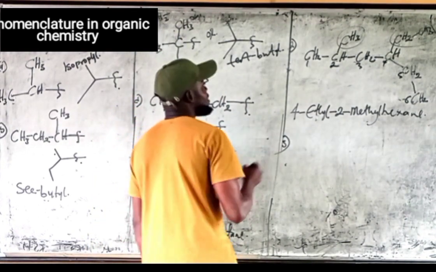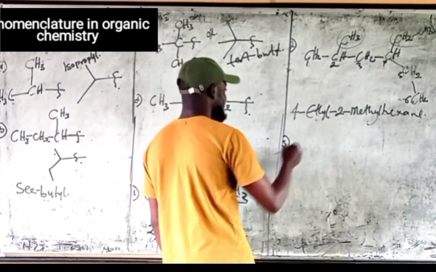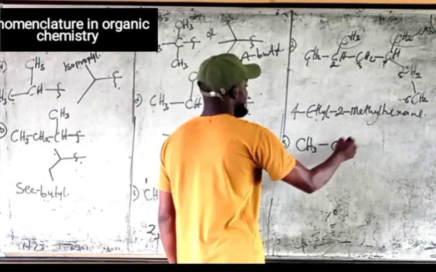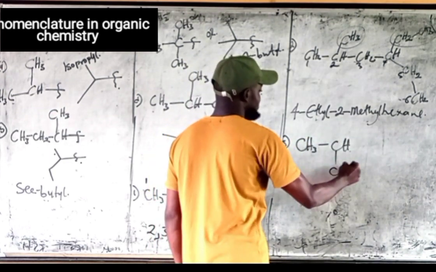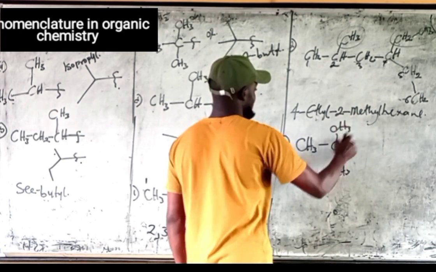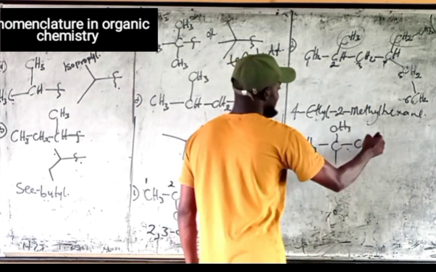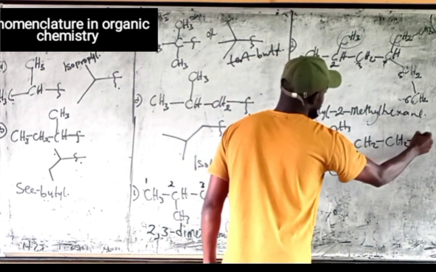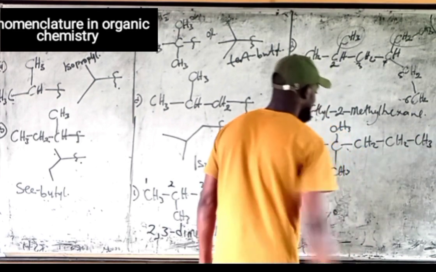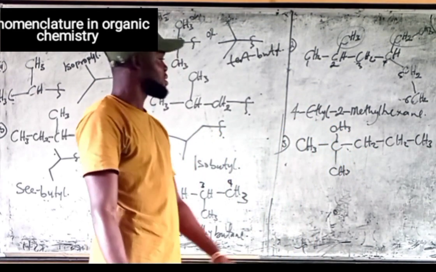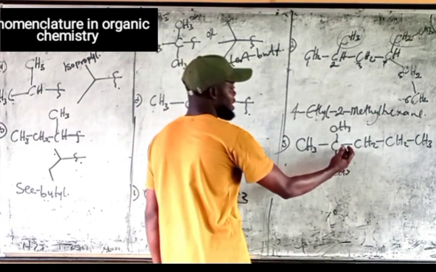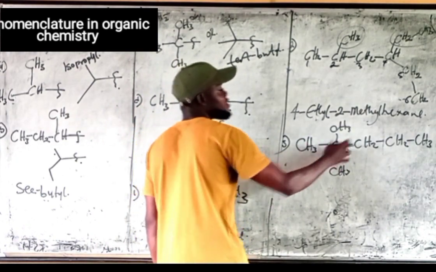Let's start with number 3. Look at number 3. Let's see, we have CH3, CH3, CH2, then CH3. Let's go something like this. I want to name it. So the name of this one will be basically here. This place is closer to the end than that place.